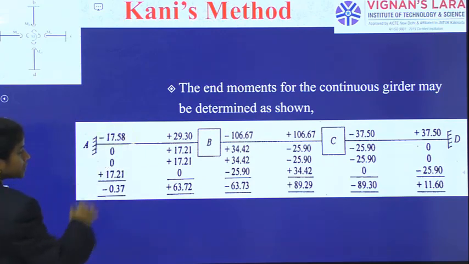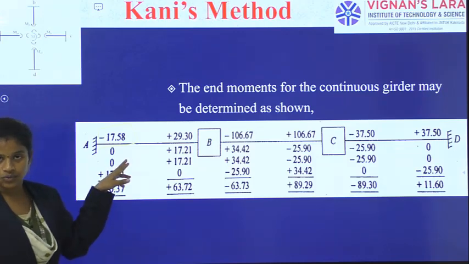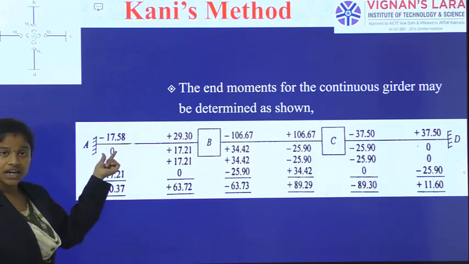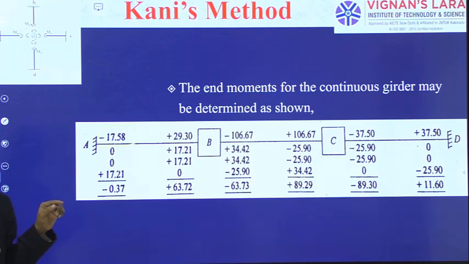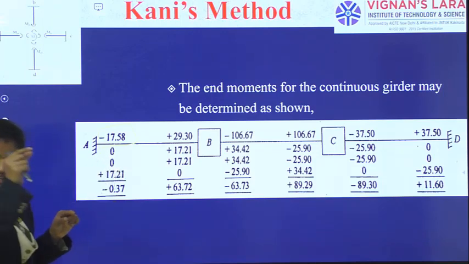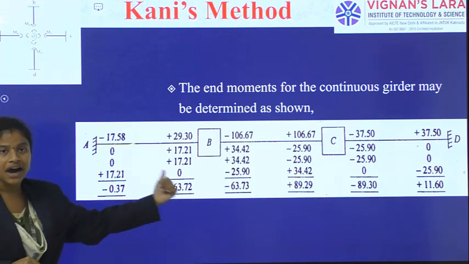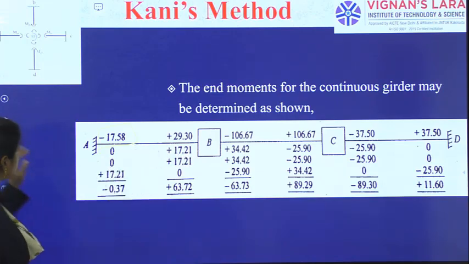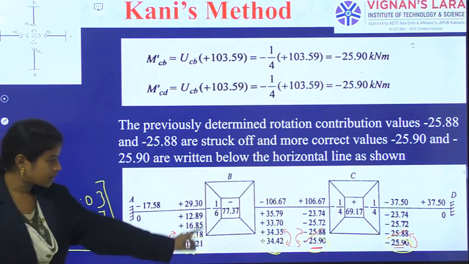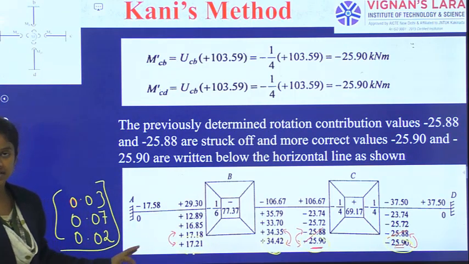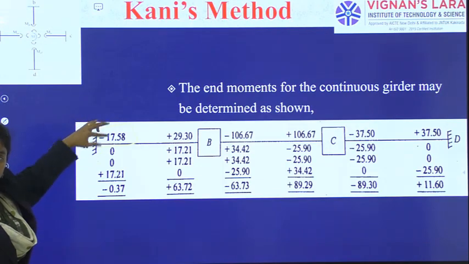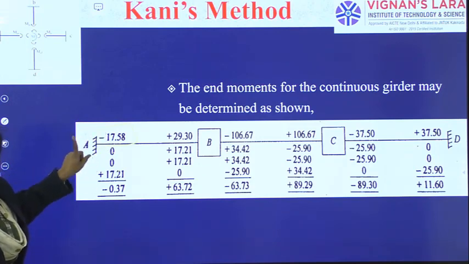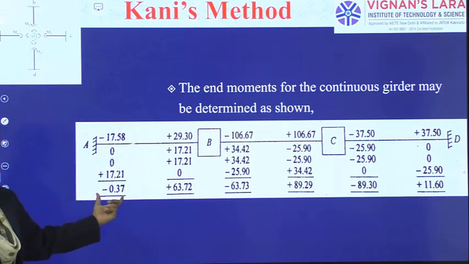See here, originally the fixed end moments were there. The original fixed end moments we have written like this, and the rotation contribution, twice the rotation contribution at the nearer end, I have to add. Twice the rotation contribution I have placed as it is. And one time the far end rotation contribution. What is this quantity? 17.21. See here, 17.21 is the contribution at B towards A. So this is the far end rotation contribution, so I am adding that value here. Summing up the fixed end moments, 2 times the rotation contribution at the nearer end, and 1 time the rotation contribution from the farther end, that quantity is the original or actual support moment at that particular nearer end.